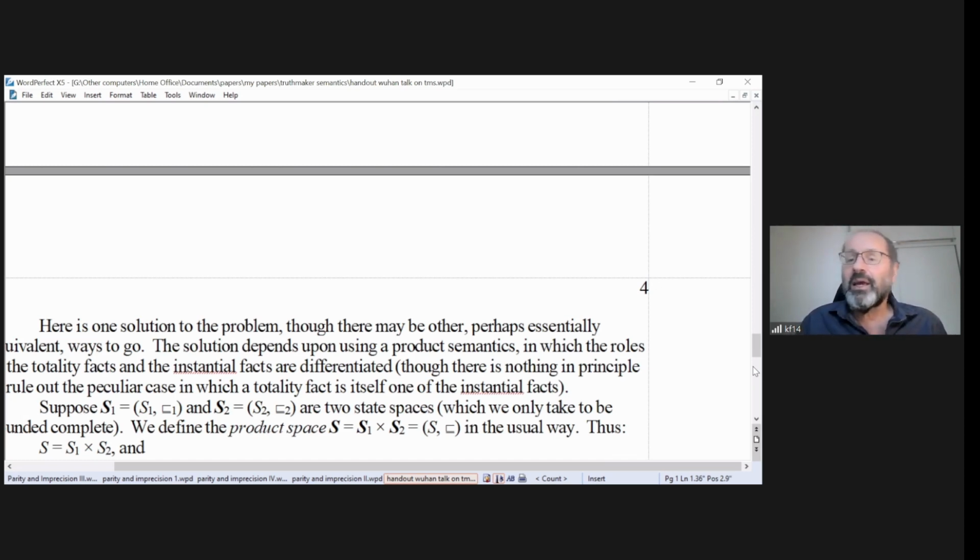And then on the other side, we have just a regular state space. This is a state space telling us how individuals are behaving. So the truth makers now for quantified statements will come from this product space.